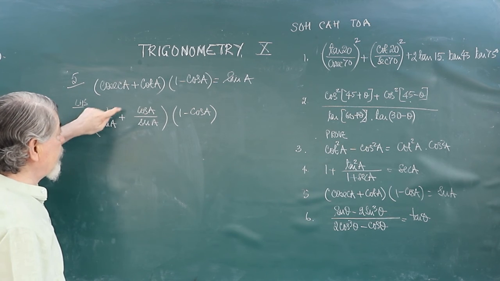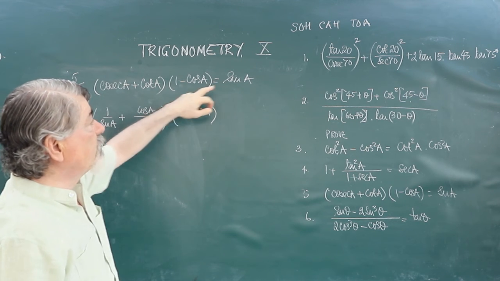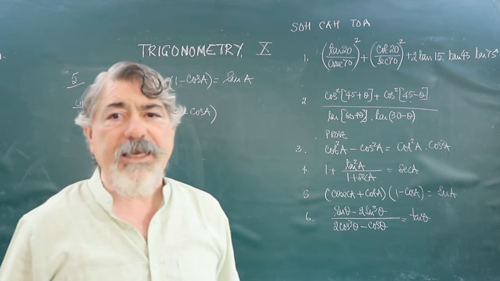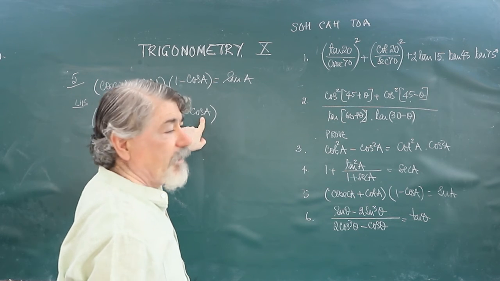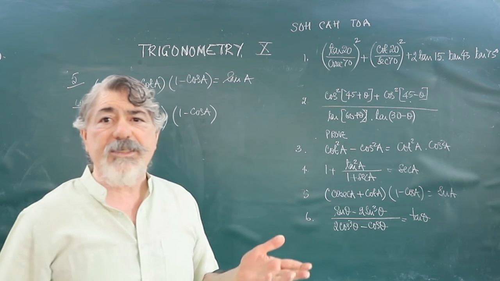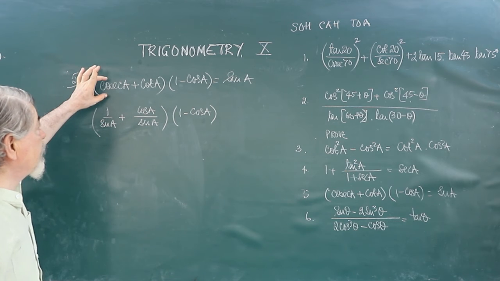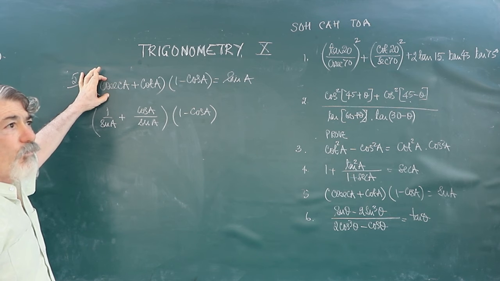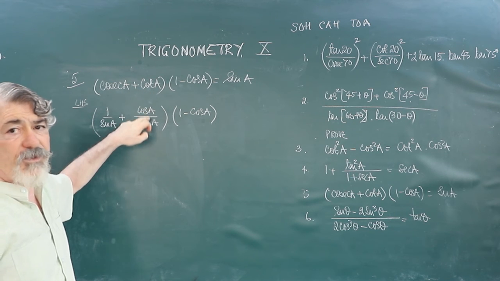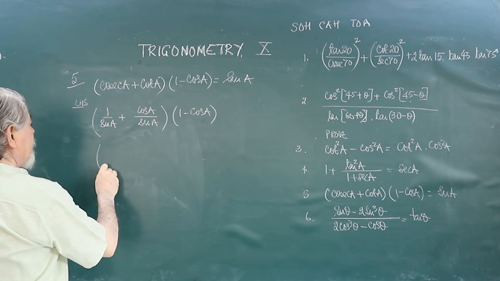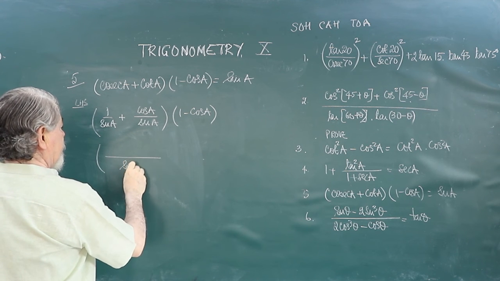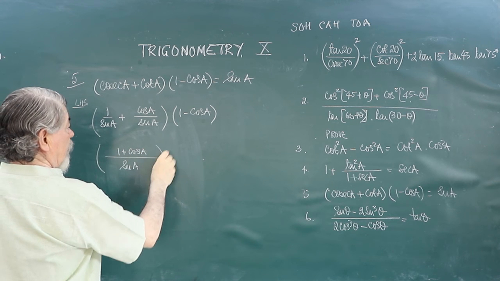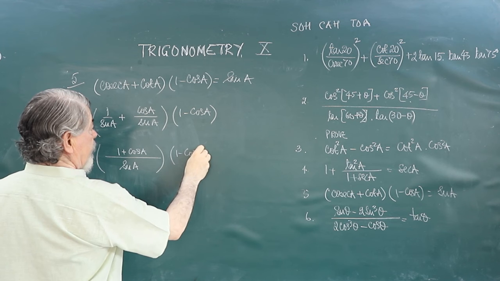Now 1 upon sin A plus cos A upon sin A, because the answer is coming in terms of sin A. I can't change cos A to sin A, that I know. So leave cos A as cos A, but I can definitely write cosec as 1 upon sine and cot as cos upon sine, and then I'll take the LCM. Sin A is the LCM. 1 plus cos A, 1 minus cos A.